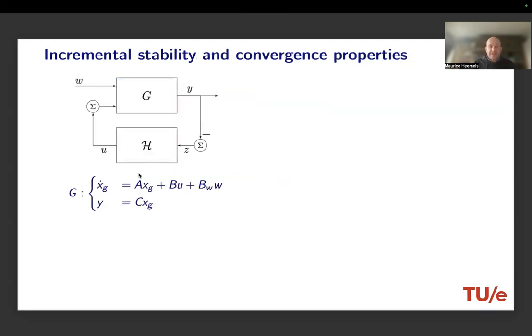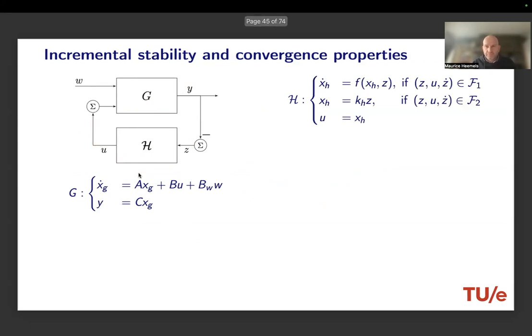So the way we analyze this, again, we look at this configuration. A linear plant over here, given by a model of this type, and possibly also linear control elements, in interconnection with Higgs. So we have this guy over here.